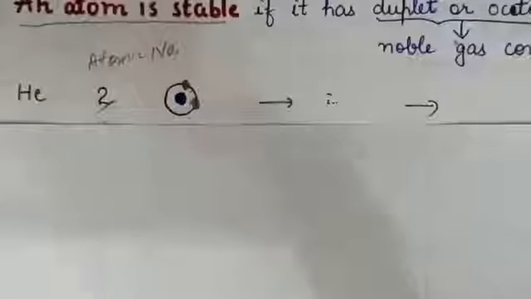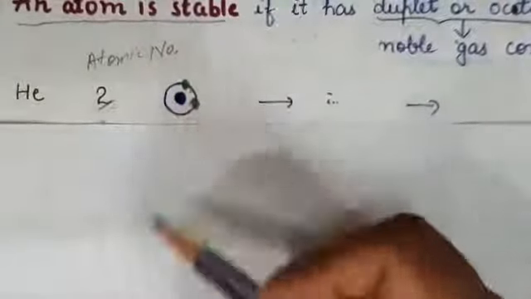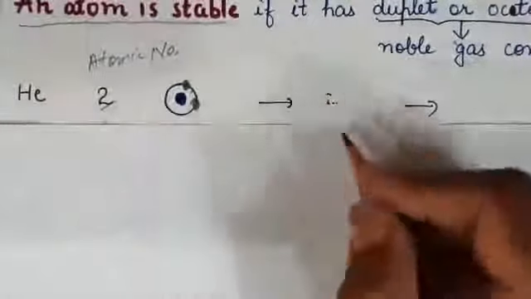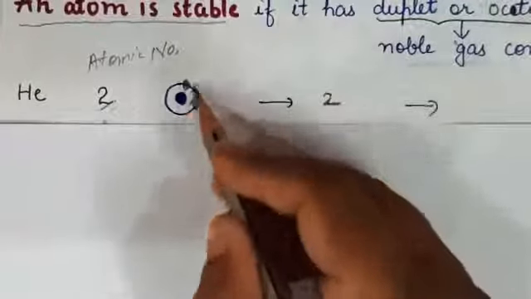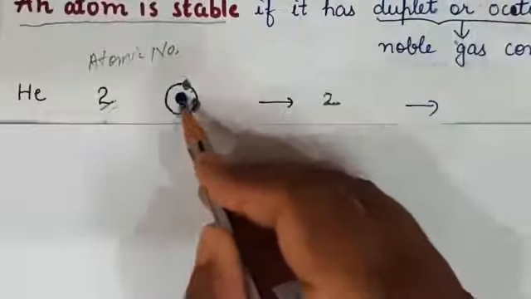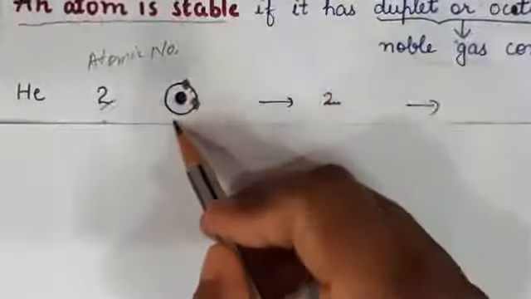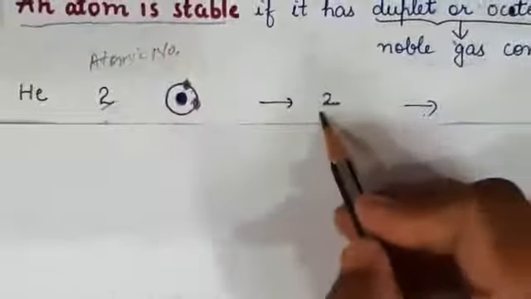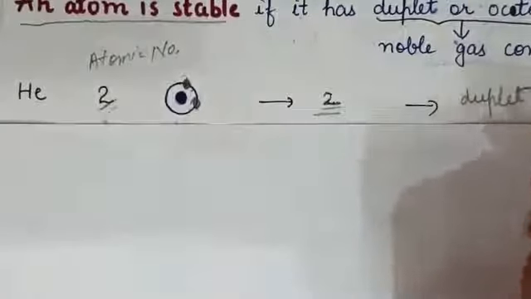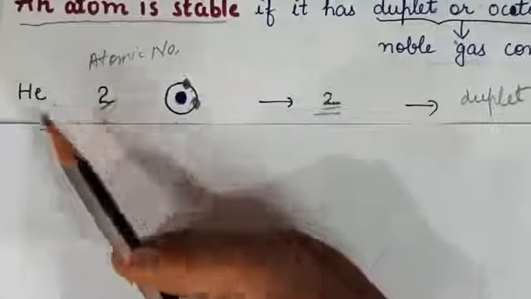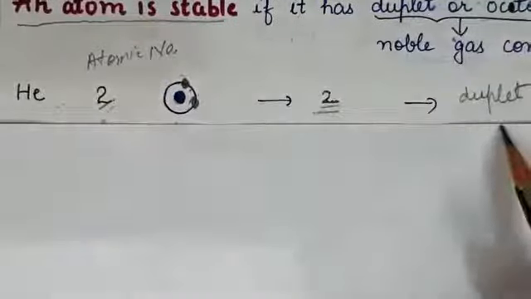2 electrons filled. So how many electrons are present in the outermost shell? This is the nucleus. Only one shell is there, so this is the outermost shell. So electrons are 2, and 2 is doublet. It means this atom is stable because it has doublet configuration.